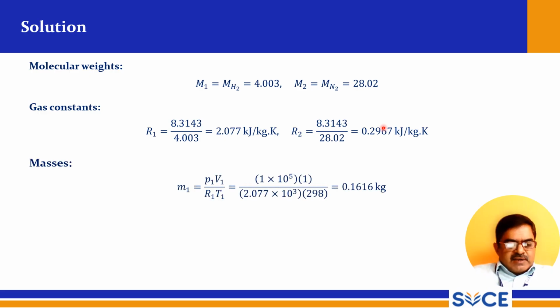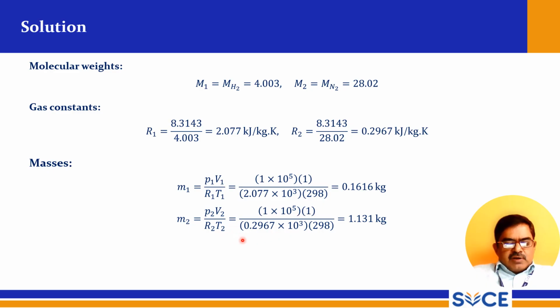And the masses we can calculate. m1 is equal to P1 V1 divided by R1 T1. So R1 we know, and we know P1 and V1, and T1 is also known, and it is 298. So we are getting m1 equal to 0.1616 kg. Similarly, m2 can be calculated using P2 V2 by R2 T2. So 1 into 10 to the power of 5 into 1 divided by 0.2967 into 10 to the power of 3 into 298 equal to 1.131 kg. So that is m2.